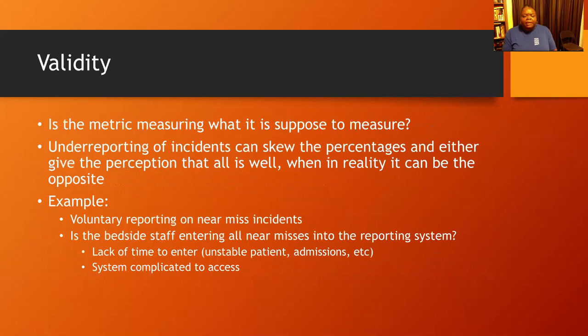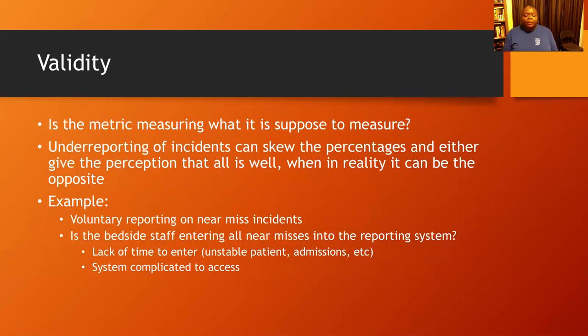Validity is the second characteristic that I picked. Validity is a metric measuring what it's supposed to measure. So you want to make sure that you have the most accurate data. You can get errors in reporting if you're relying on another individual or another system. You may get underreporting of incidents that can skew the percentages and either give you the perception that all is well, when in reality it can be the opposite, and vice versa.